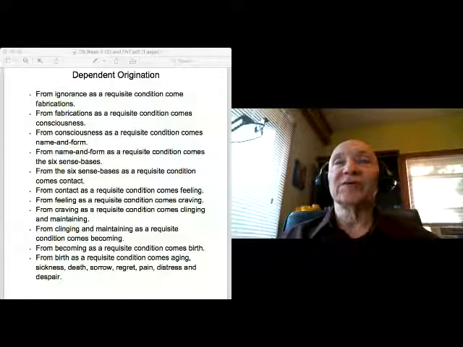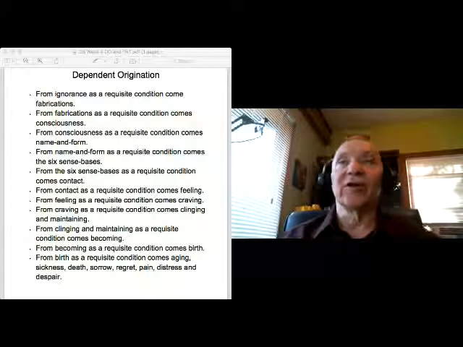Once we've established an identity rooted in ignorance, and desire gives rise to craving, we then create an identity. And once an identity is created around any object, we are now clung to it. We are clinging to it because we've created an identity by that. And that is ongoing maintenance. I'll touch on how that relates to the second noble truth in just a minute. So from that clinging and maintaining as a requisite condition comes becoming.